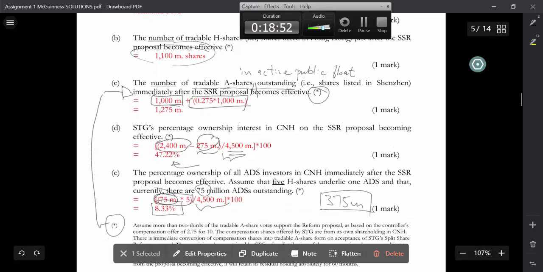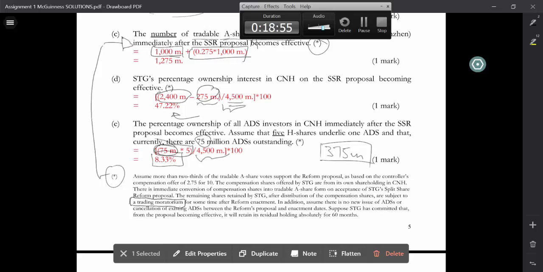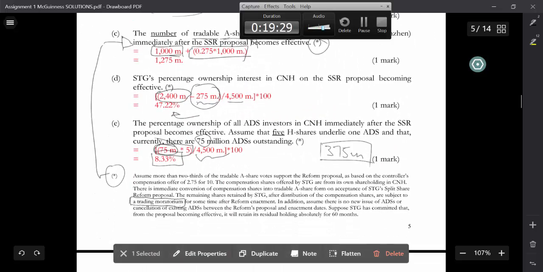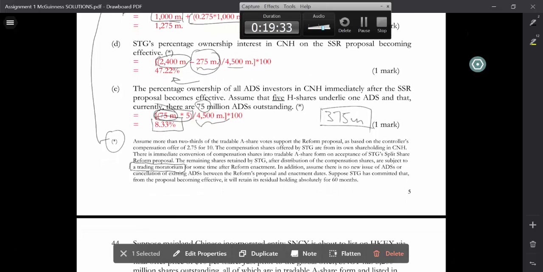Okay, so STG's percentage ownership interest in CNH. Okay, again, it's the same old trick of you have to determine the total number of shares, but this is not an IPO, so it's just 4,500. But how much have they actually lost? Well, it's just from one pocket to another pocket. So they lose this 275 as I was drawing the arrows just now up here. Okay. The percentage ownership of all ADS investors.